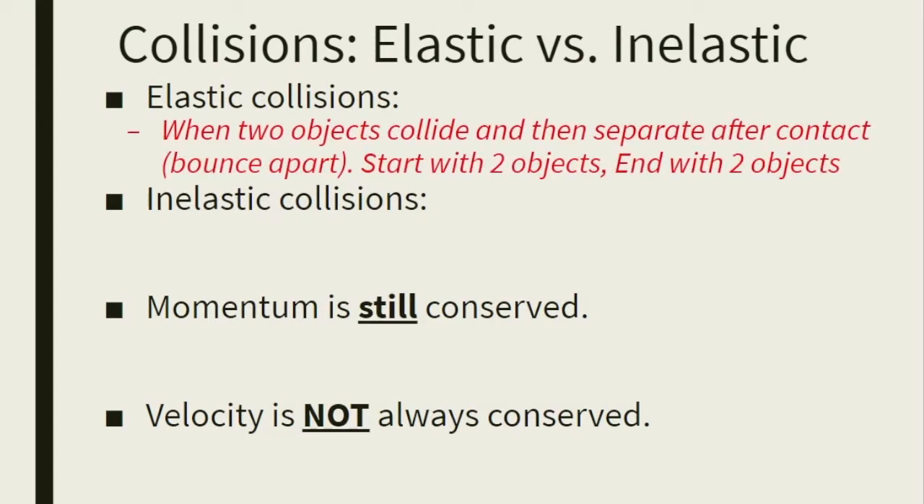So an elastic collision is when two objects collide and then separate after they are in contact with each other. In other words, they are bouncing apart. So we are starting with two objects and ending with two objects.